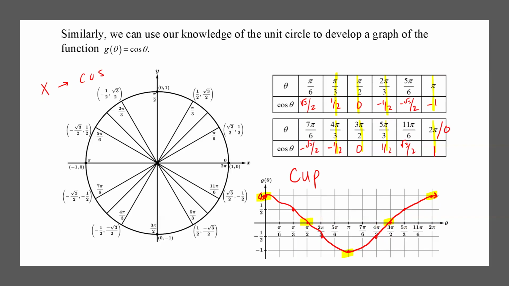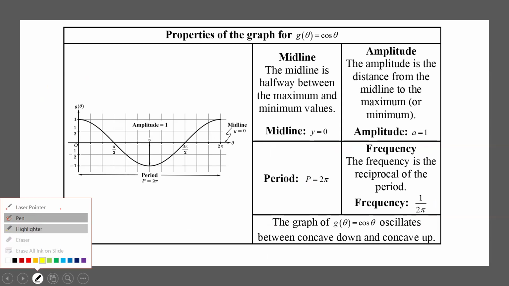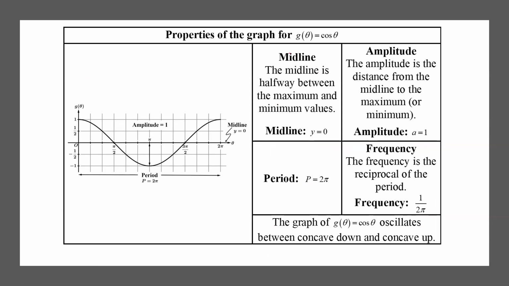Okay, we're going to talk about the properties of the cosine function. The properties of the cosine function are the same properties as the sine function. Your midline is still the same thing. Your midline is still at y equals 0. The amplitude is the distance from your midline to your maximum or your minimum.